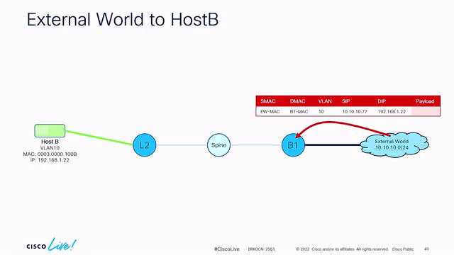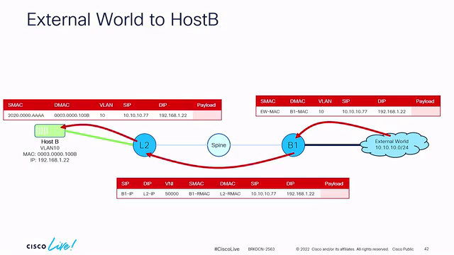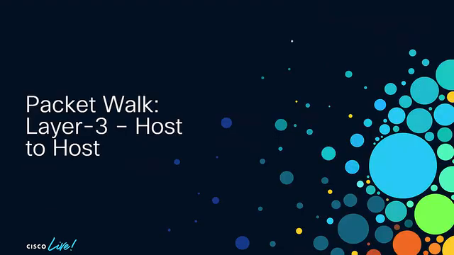This is the reverse one, external world to host B. Same thing happens, just in a different direction. So you flip over the IP addresses, the outer SIP and DIP, when it comes from border to L2, and then finally as a normal Ethernet frame or IP packet going from L2 to host B. And this was what the reference is. If you want to go into more detail on that piece, there was a whole session on that.